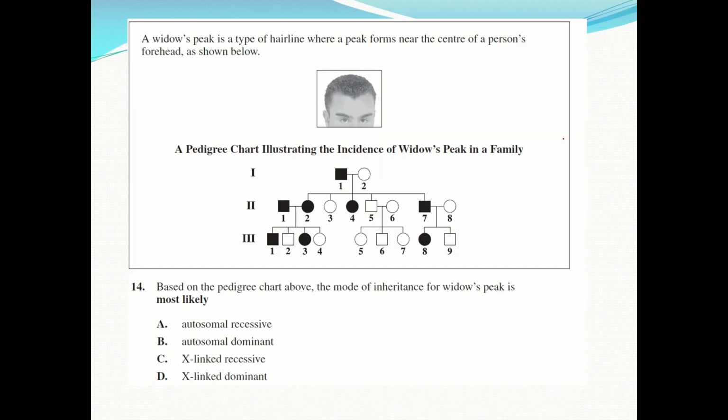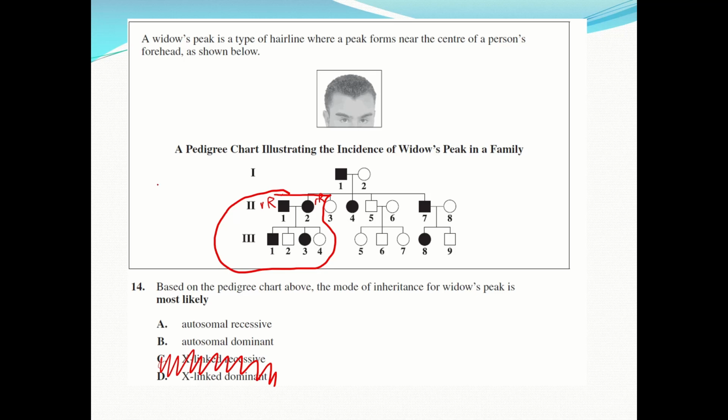Okay, based on the pedigree chart, the mode of inheritance is, so not sex-linked, because boys and girls get it. Right here is the key to this one. If it was recessive, this would be the genotype, right? Which means that all the kids would have to have it. But if it was dominant, they could be like this and they could have it.